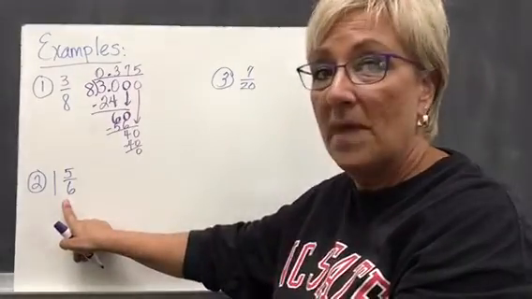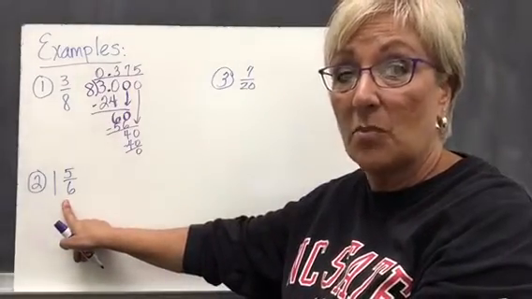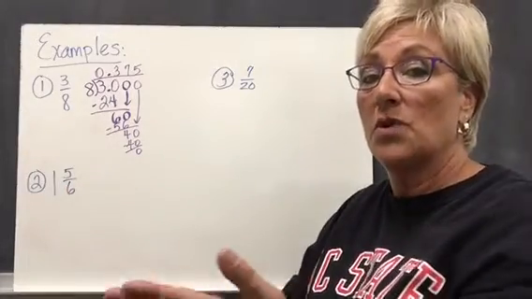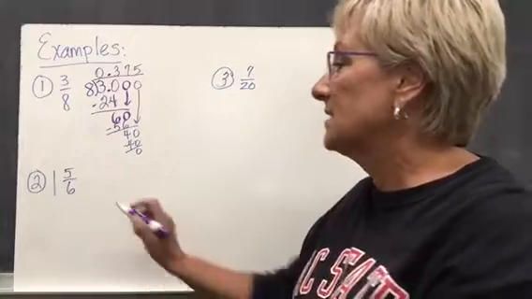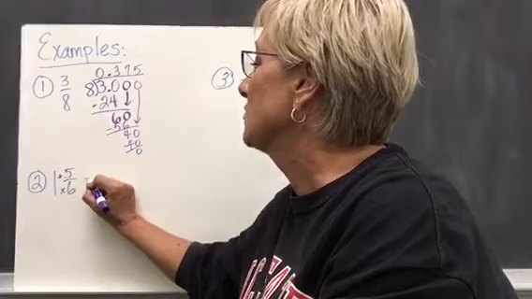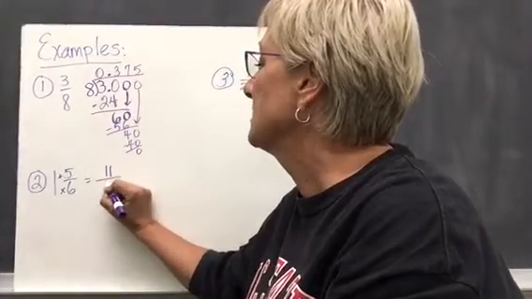Again, here, remember, I have to change it into an improper fraction because I have a mixed number. Now you can do that, or I'm going to show you another way on the next one. But let's go ahead and do that by saying 6 times 1 is 6, plus my 5 is going to be 11 over 6.